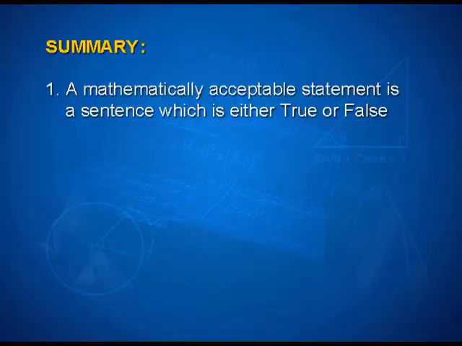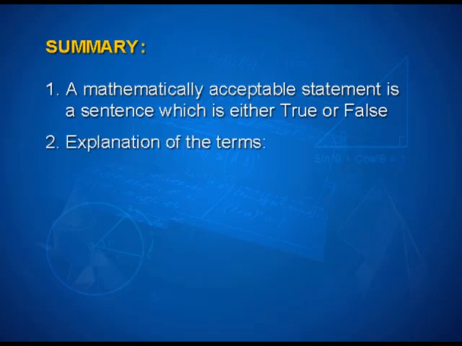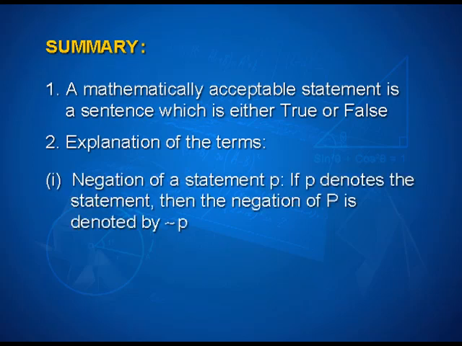Now, students, let us recapitulate the concepts we have learned till now. First, a mathematically acceptable statement is a sentence which is either true or false. Second, explanation of the terms. First, negation of a statement P. If P denotes the statement, then the negation of P is denoted by not P.